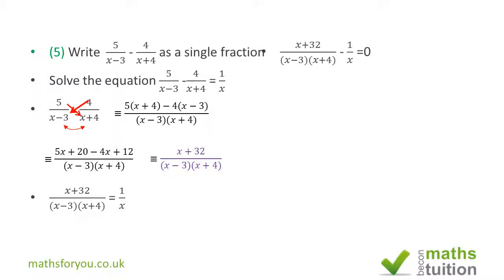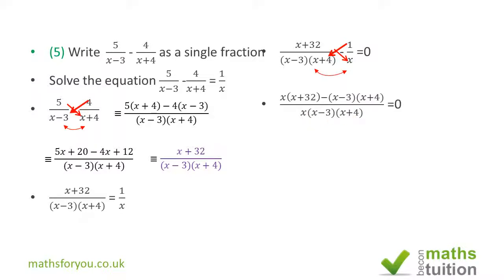If we then subtract 1 over x from both sides, we end up with this equation here. x plus 32 divided by x minus 3 times x plus 4 is equal to minus 1 over x equal to 0. Again, if we multiply denominators and then cross multiply, we end up with this there. And finally, we get x times x plus 32 minus 1 times x minus 3 times x plus 4. Then this will be our numerator.